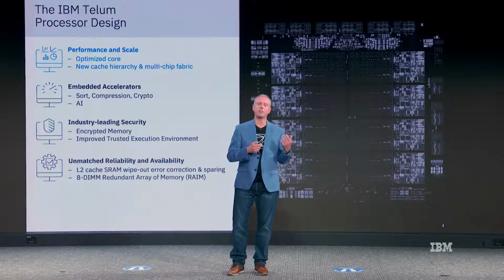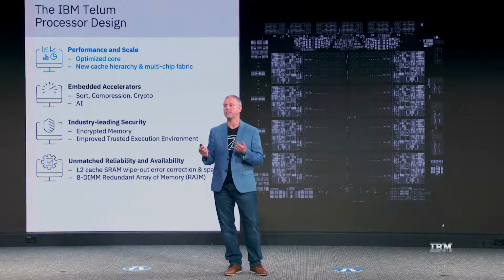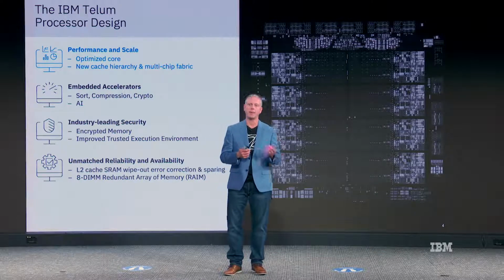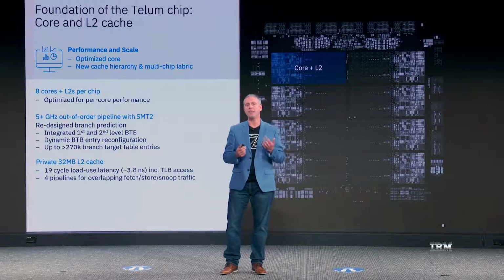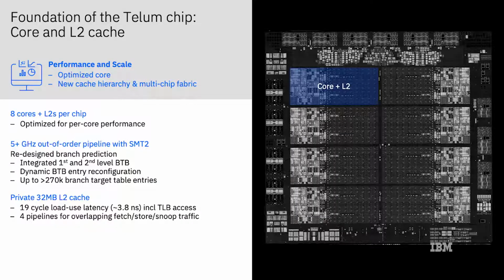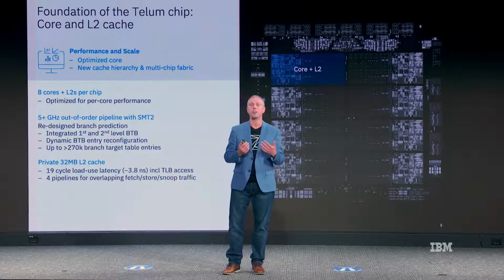I'll take you now on a small journey through the chip to talk a little bit more about how the Telum processor achieves the performance and scalability enhancements before I come back to the AI capabilities. Let's start with the 8 cores and L2 caches per chip. We have optimized the core for best possible performance, and we are investing a lot of silicon real estate into that per core performance. For example, through a very deep high-frequency out-of-order pipeline and very large structures like the branch prediction tables and the caches.